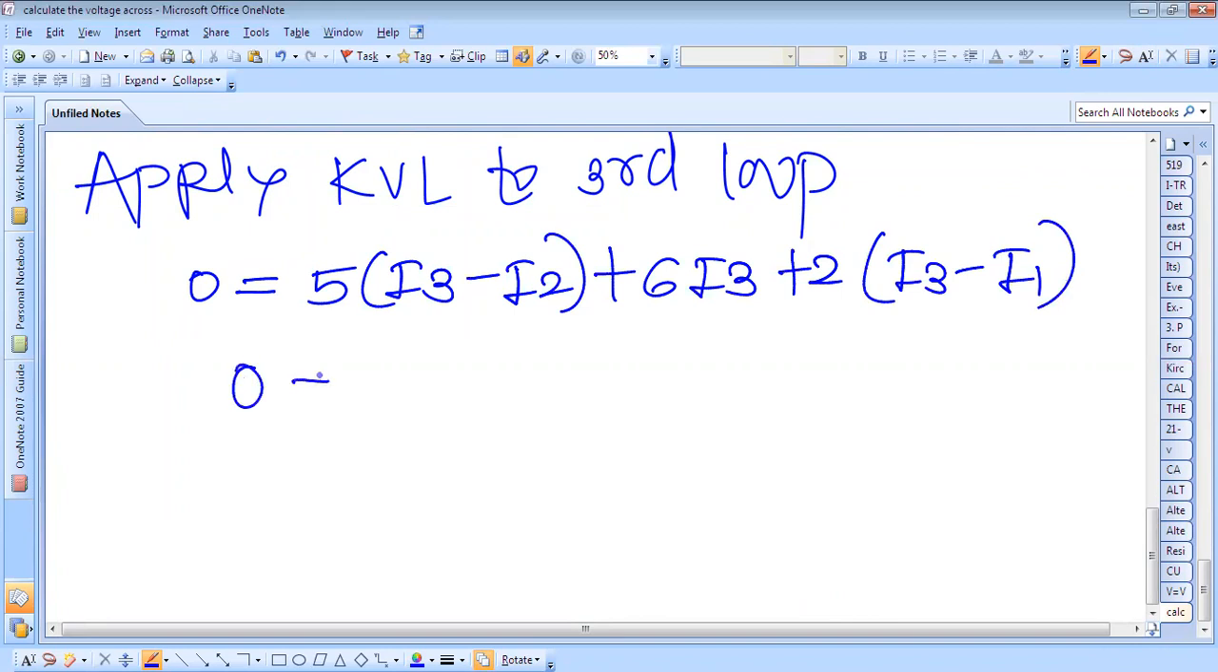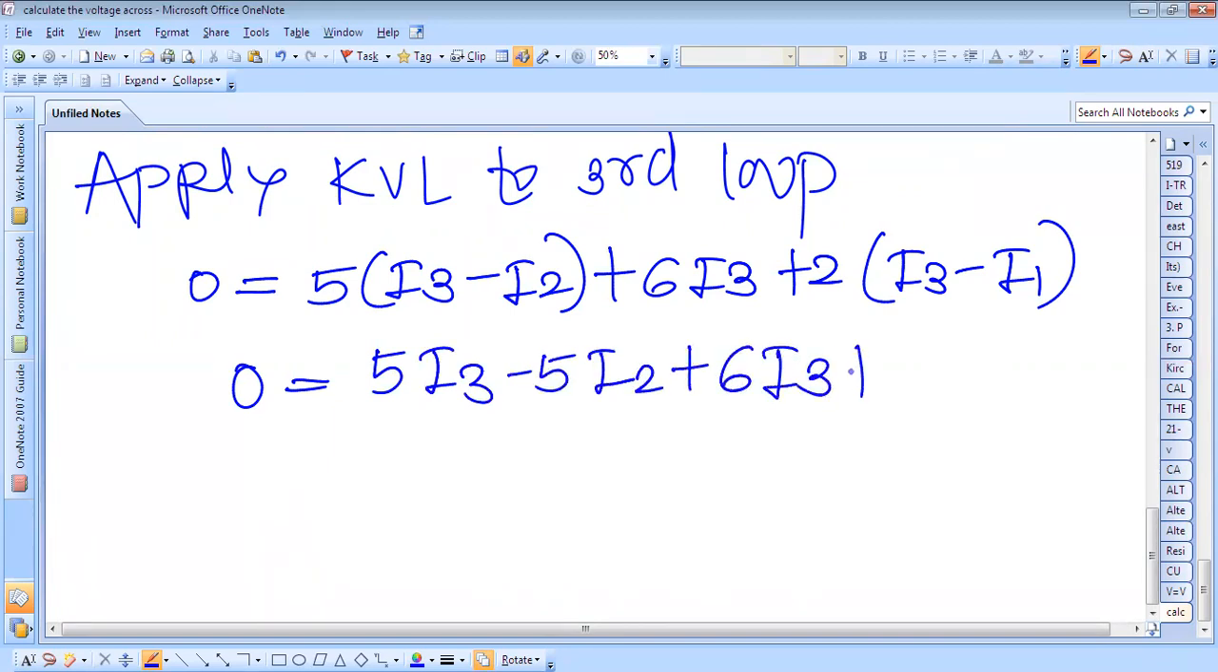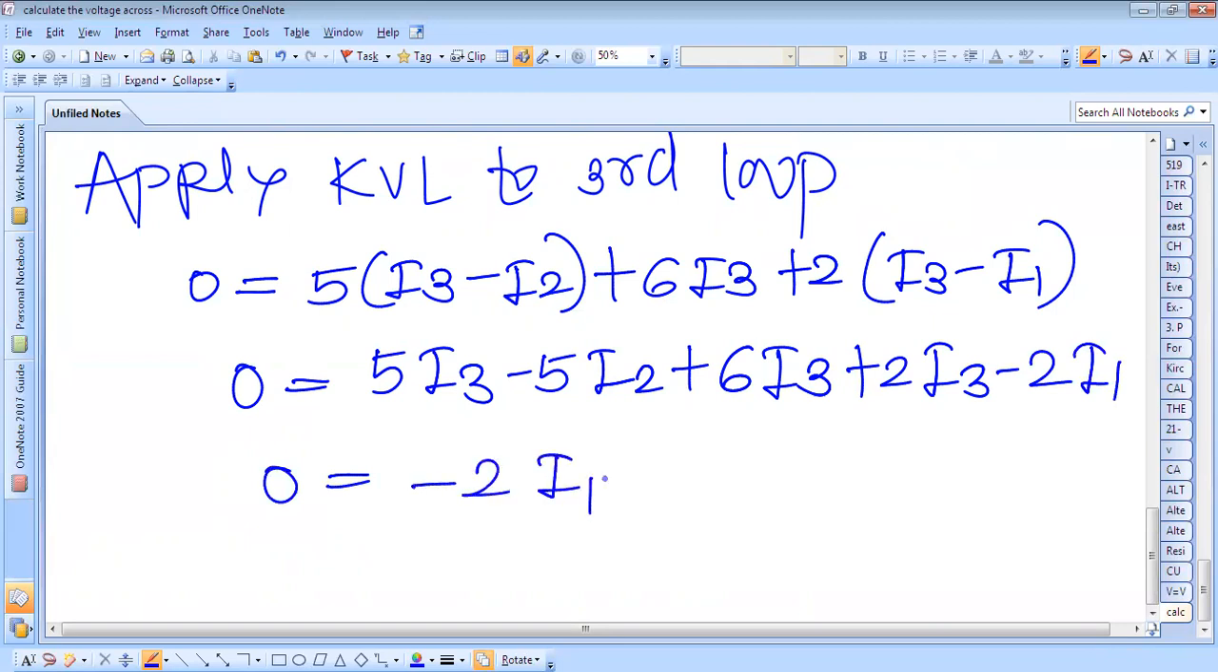And if you solve this, you will get 5 I3 minus 5 I2 plus 6 I3 plus 2 I3 minus 2 I1. And what is I1? Minus 2 I1. I2 is here, minus 5 I2, and I3 is here, plus 13 I3, and this is equation number 3.